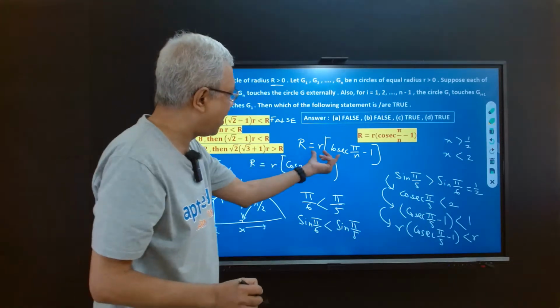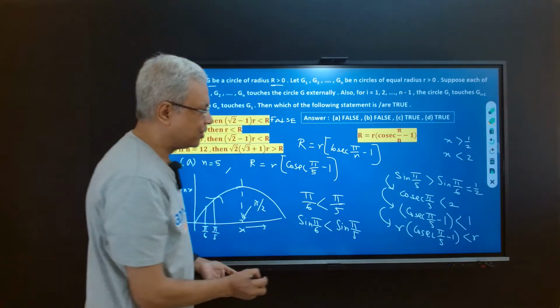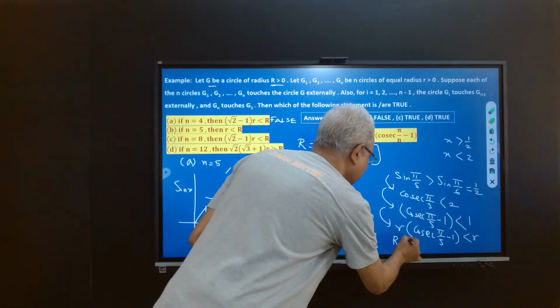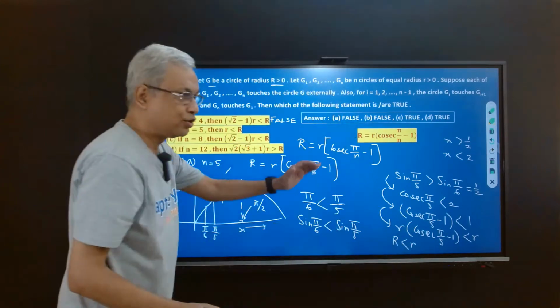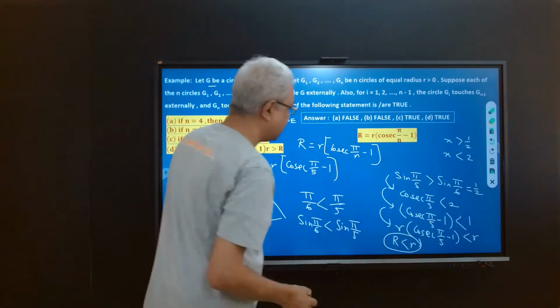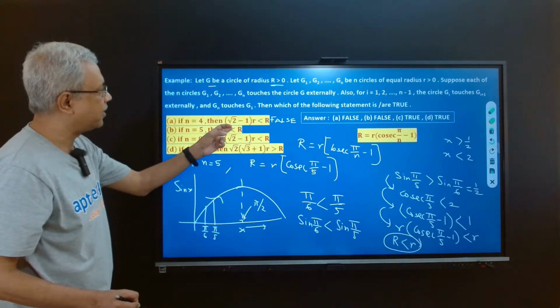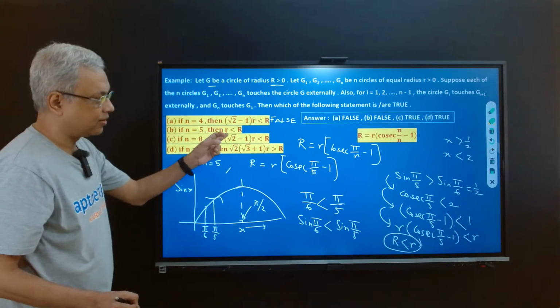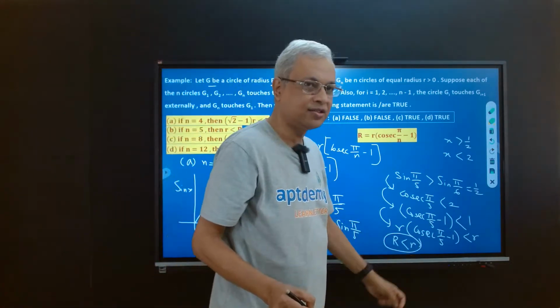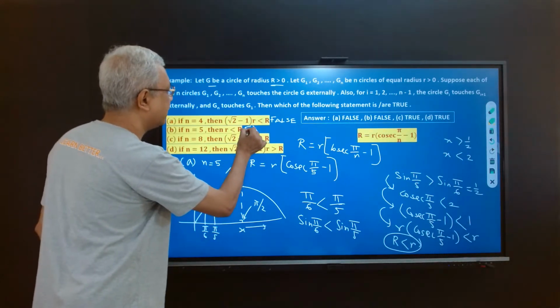But what is this? r times cosec pi by 5 minus 1 is capital R. So capital R is less than small r. As per our calculation, capital R becomes lower than small r. But what is given in the problem? Capital R is bigger than small r. But we have got capital R less than small r. So this must be a false statement.